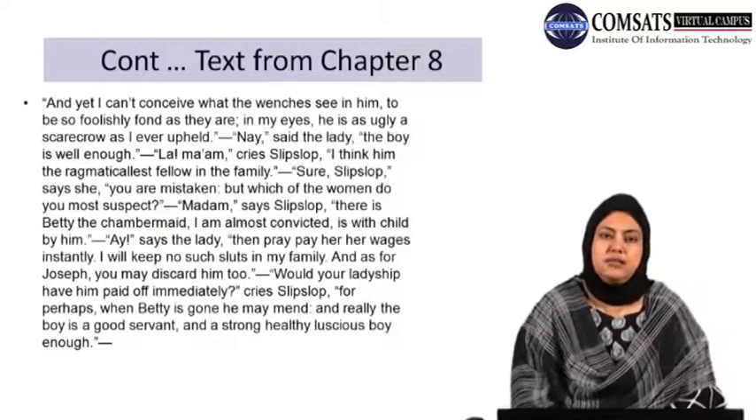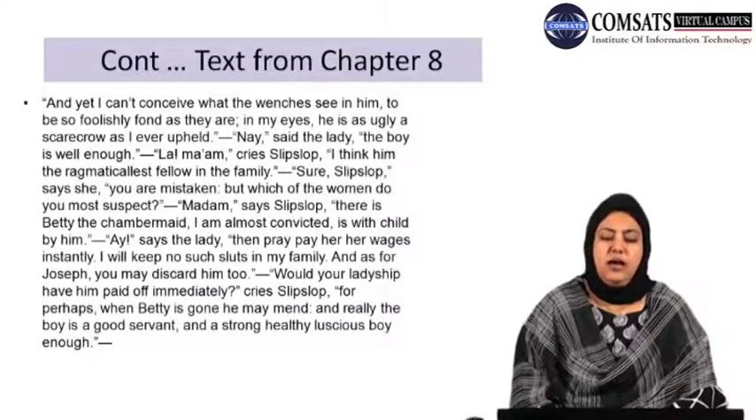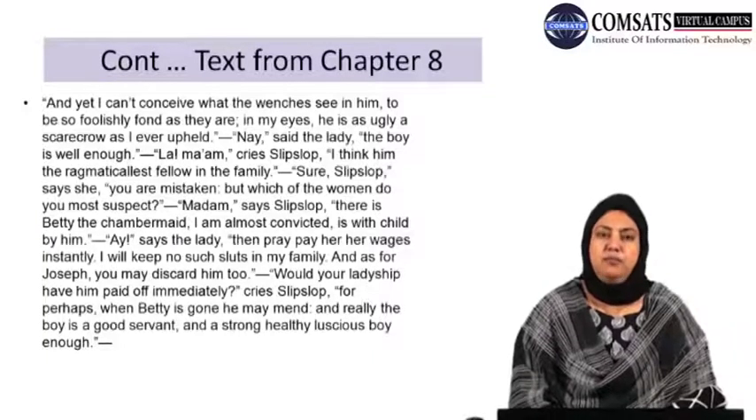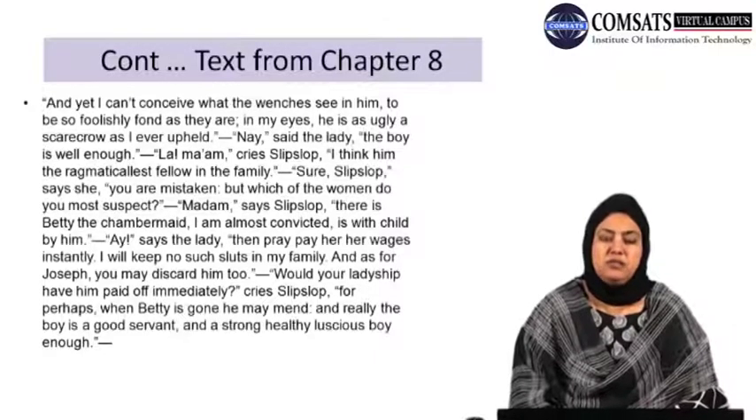Now actually Slipslop, just like Lady Booby, does not want Joseph to go, but she presents the case in a different way, and she says that if only Betty is sent away and dismissed, maybe there would be chances for Joseph to amend.